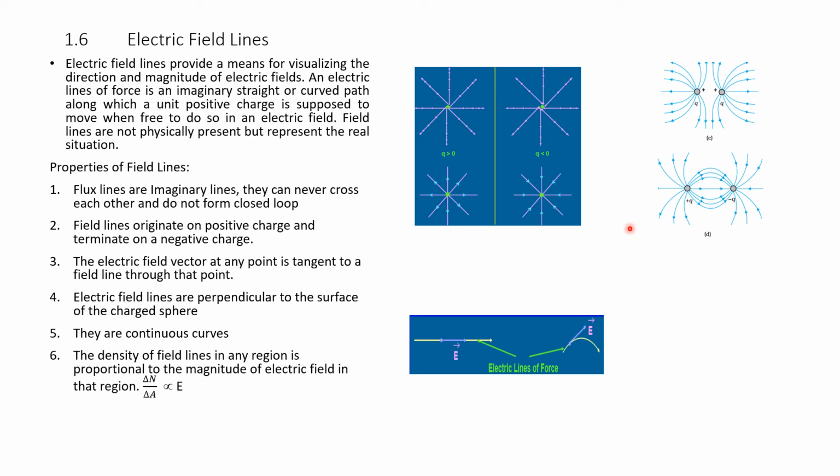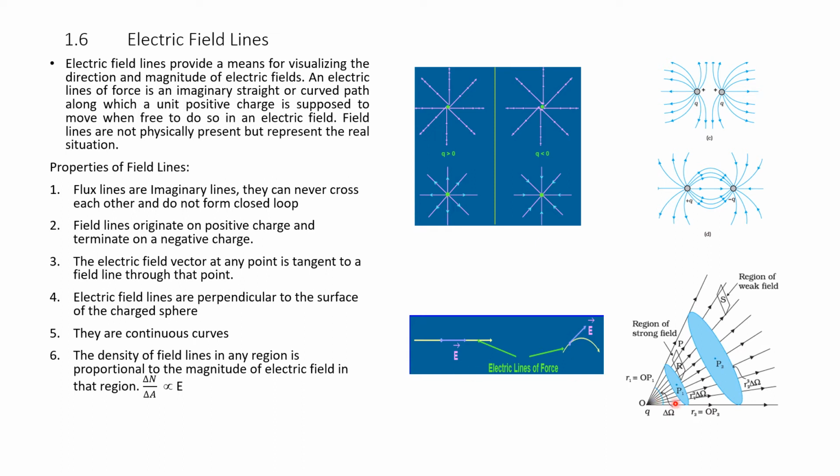The density of field lines in any region is proportional to the magnitude of the electric field in that region. That is, dN by dA is proportional to E. If you see here, the strength of the field is more here, that is, the number of lines per unit area is more here. Whereas in this region, they are well spread out. That means these represent regions of weak field, and these are the regions of strong field because the number of lines is more.